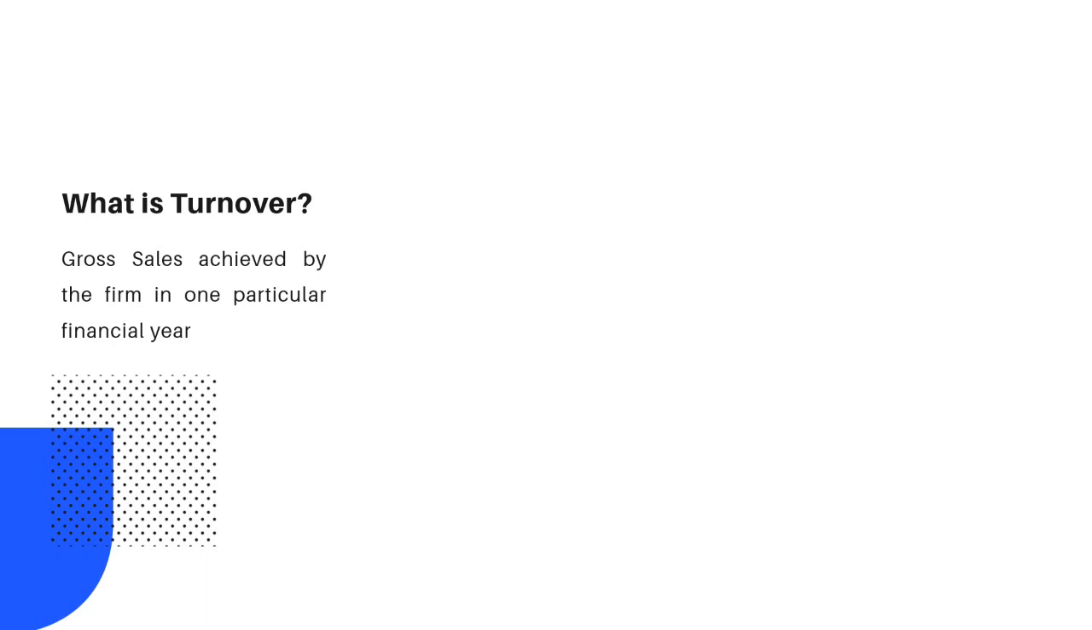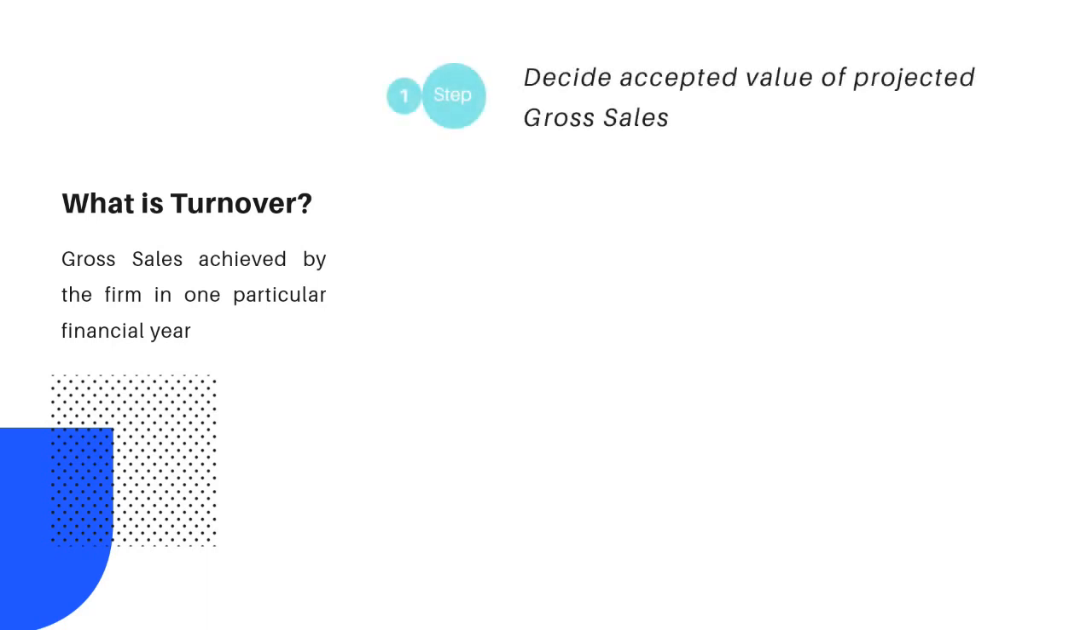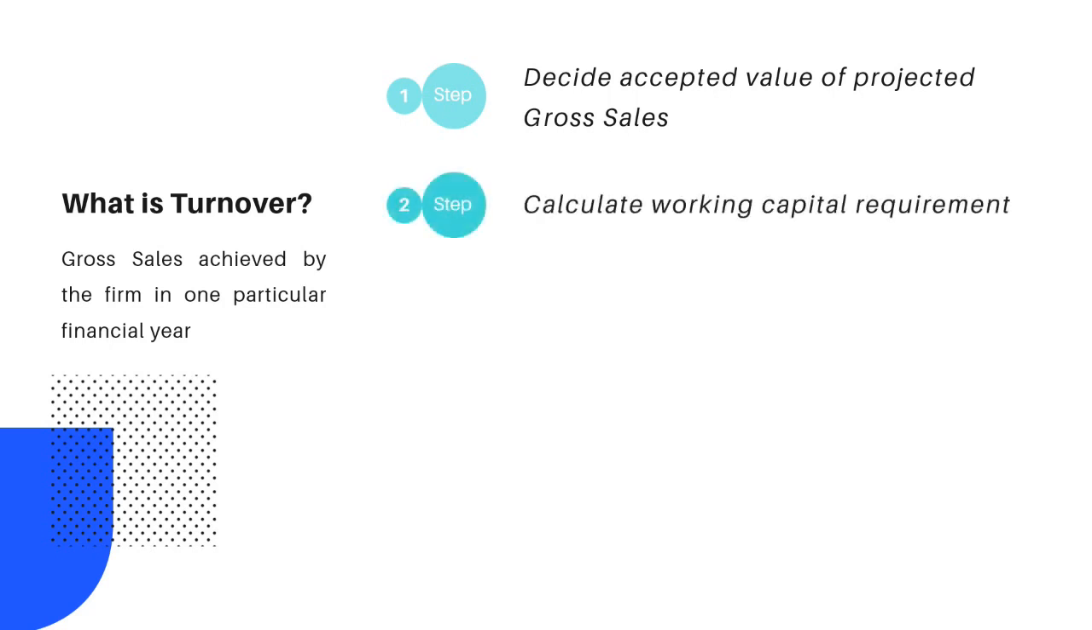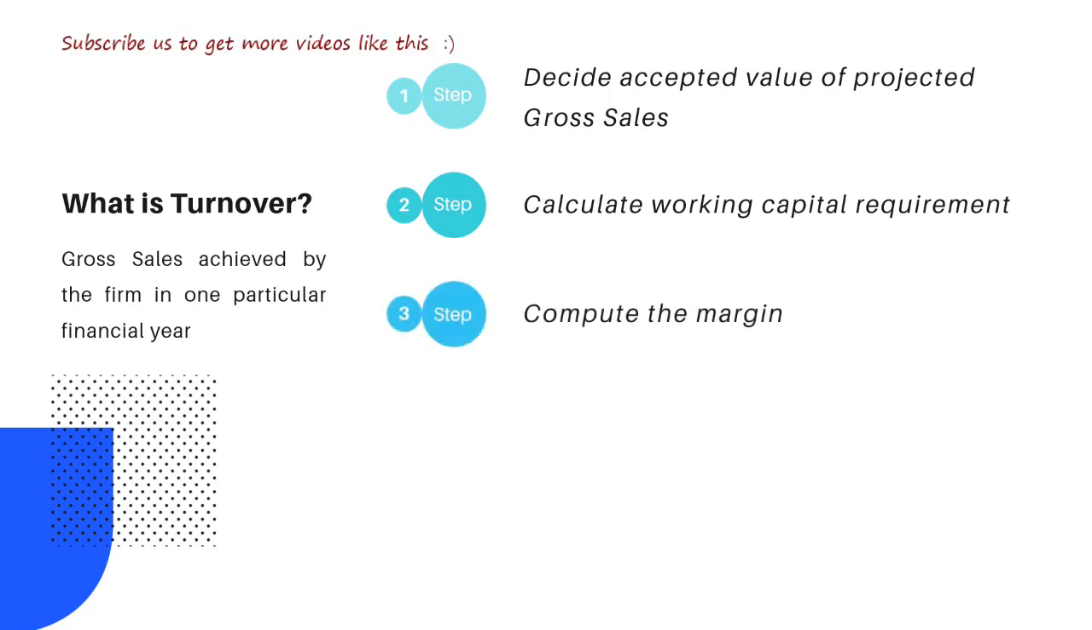First, you need to decide the accepted value of the projected gross sales. Next, you need to calculate the working capital requirement based on it. Nowadays, it is 33% of step 1. But this entire working capital will not be funded by the bank. So you have to consider the margin which is to be pumped in by the promoters. Once you have computed the margin, you have to deduct the same from the working capital requirement. This will give you the eligible amount which you can finance. Now, let's go through the steps in detail and understand with a case study.